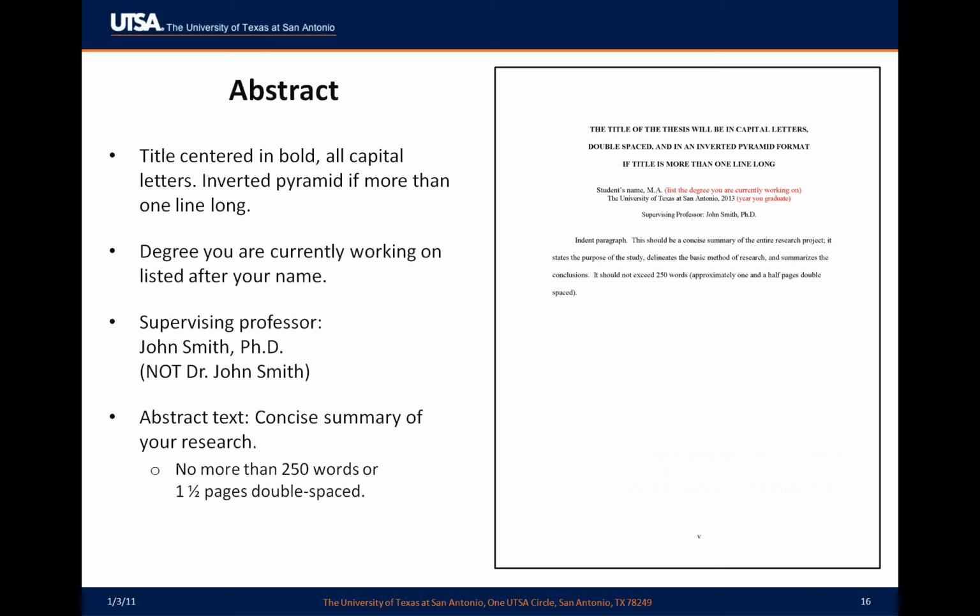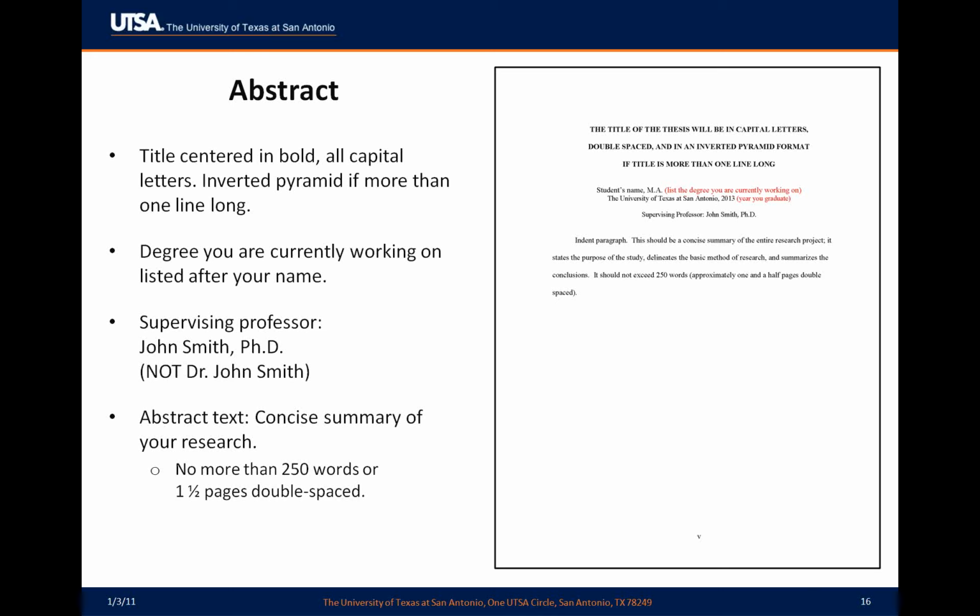The abstract, just like the signature and title page, should have the title of your thesis or dissertation in bold, all capital letters, centered. Make sure it's double-spaced, and then inverted pyramid if more than 1 line long. So again, that upside-down triangle, just make it look like it did on the signature and title page.